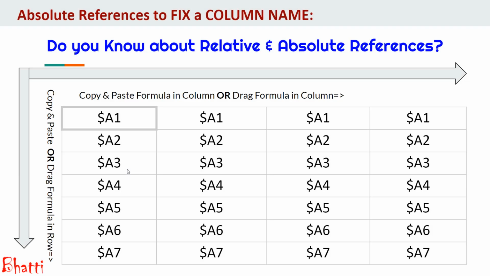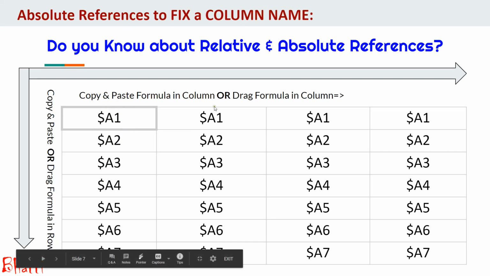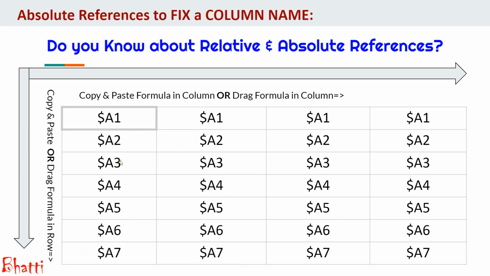Same example here, if you observe, the column is fixed. So for the column fix, when I am copying the formula, the row numbers are changing. You can see the row numbers are changing from 1 to 2 to 3 and up to 7. And when I'm copying the formula from one column to another column, the column letter is not changing because the dollar sign is before the column name.